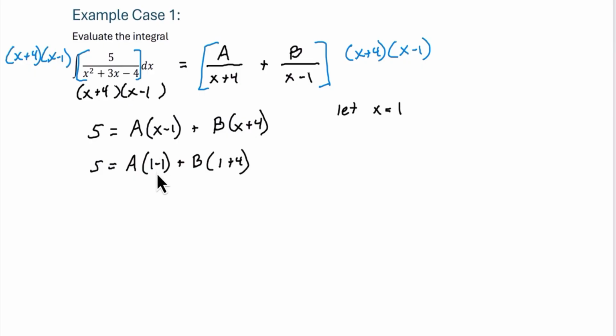here we'll get 5 equals a times 1 minus 1 plus b times, again, make x 1. Notice that this factor becomes 0, which means a is going to go away, leaving us with b times 5. Then divide both sides by 5, and we see b is equal to 1.